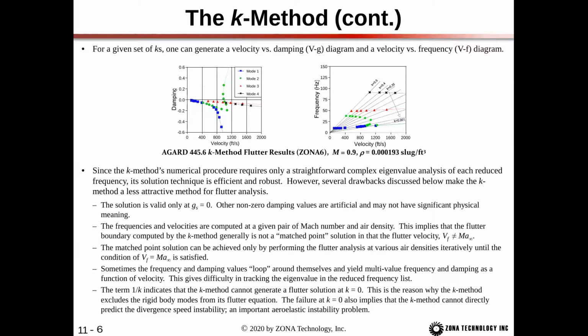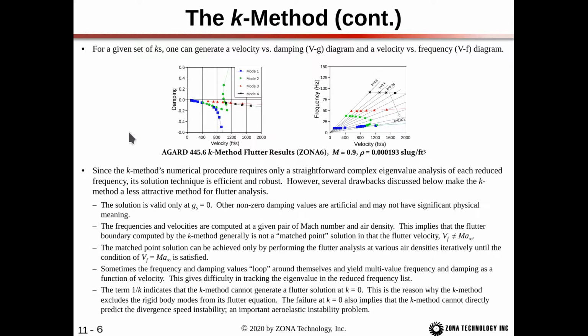And then next, sometimes the frequency and damping values loop around themselves and yield multi-value frequency and damping as a function of velocity. We can see that with the green curve here, the tracking for mode 2. You can see that the curve is going like this, and then it loops back on itself, so we actually have multiple values for the same velocity. So this gives difficulty in tracking the eigenvalue in the reduced frequency list.